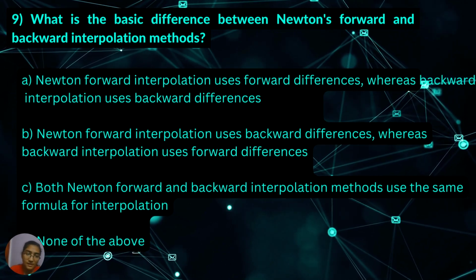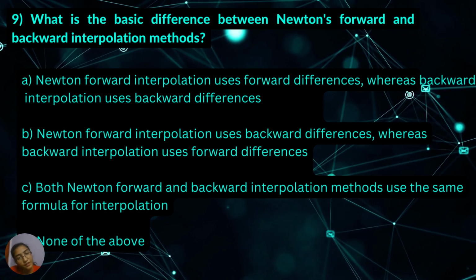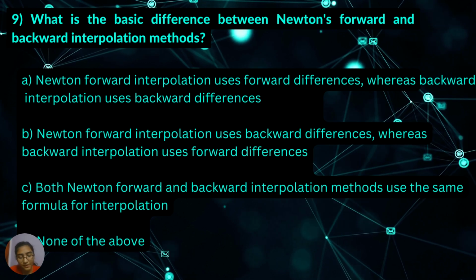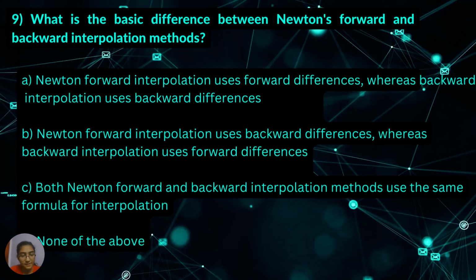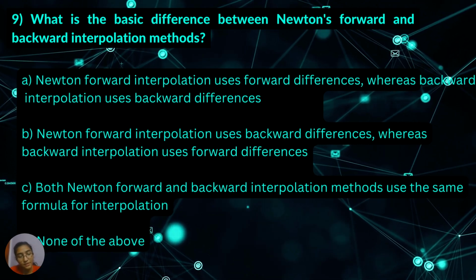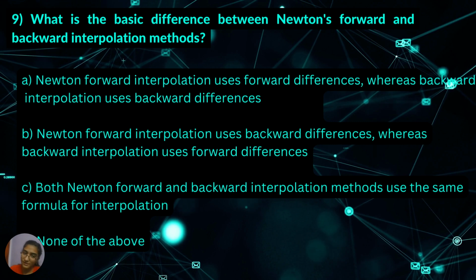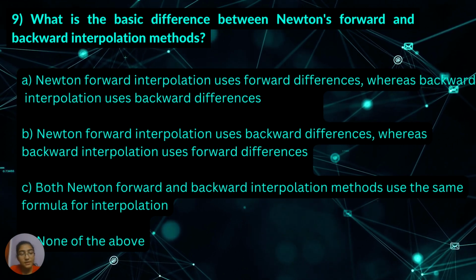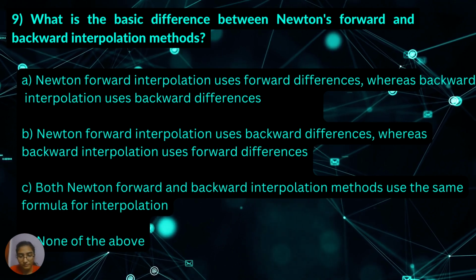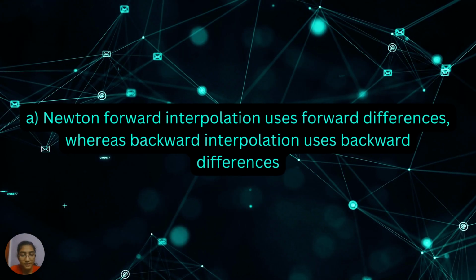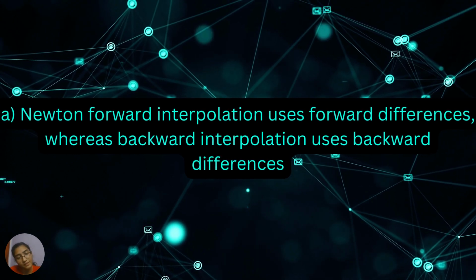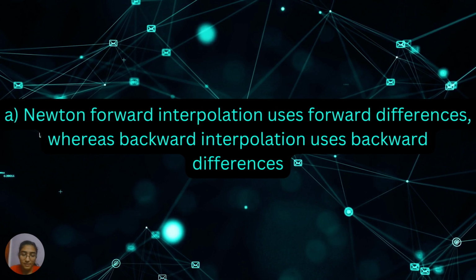So as we can see here, the Newton forward interpolation uses the forward difference operator, and backward interpolation uses the backward difference operator. And we have already seen their formulas and their difference tables. So the correct answer is A. Newton forward difference interpolation uses forward differences, whereas backward difference interpolation uses backward differences. Right? So the answer is A.